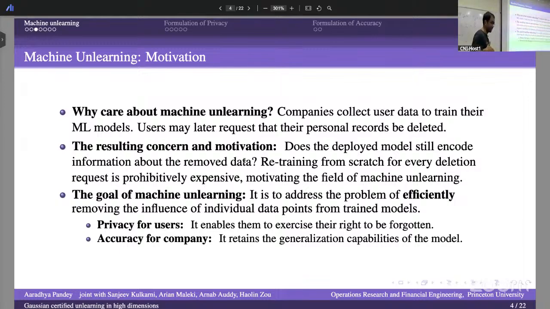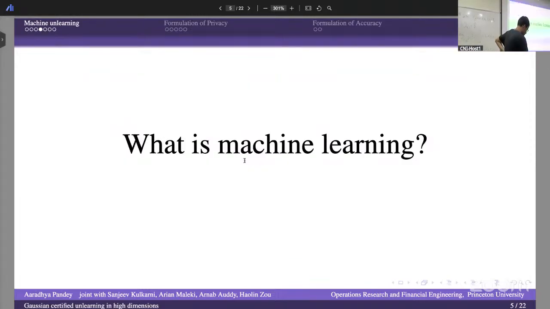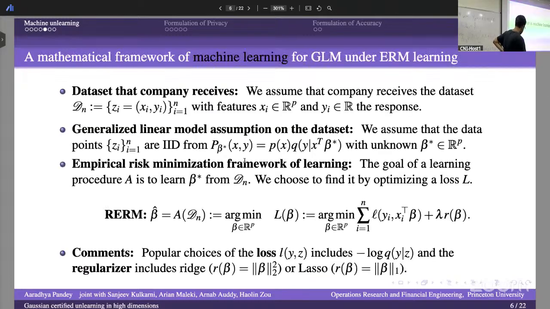Okay, so that's from the company's perspective. We want to keep both of them happy. That's the goal on a high level. So that's machine unlearning, but let's look at machine learning. So this is the setup.